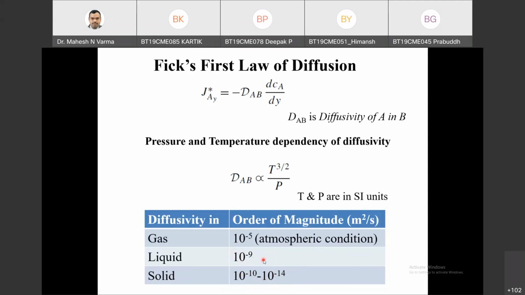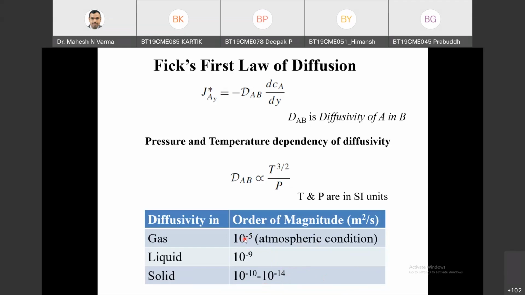Order of magnitude will be 10 raised to minus 8 to 10 raised to minus 9. And certainly in gases, if I am discussing diffusivity of nitrogen in oxygen, and if I am telling that it is 1 into 10 raised to minus 14 meters square per second, certainly that will be wrong, because the order of magnitude will be approximately 10 raised to minus 5. So it can be 1 into 10 raised to minus 5 or 5 into 10 raised to minus 5. That's all. So that will be the order of diffusivity of a compound in gases, liquid and solid.